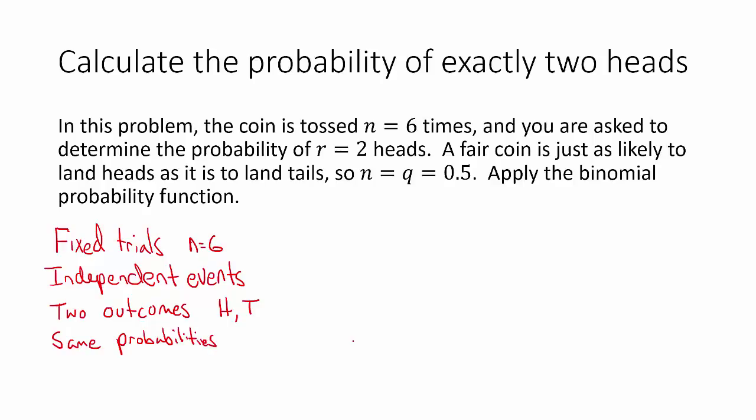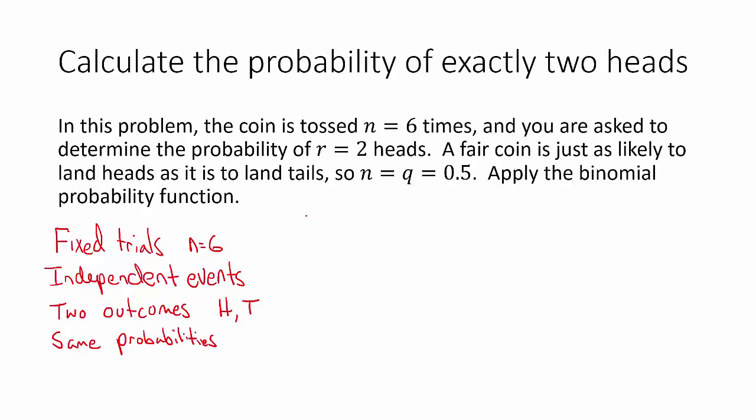So in this case, we know that the likelihood of getting heads isn't going to change. The likelihood of getting tails isn't going to change. We don't introduce a coin with a different number of sides after the first couple of trials. So as far as I can tell, this fits the binomial distribution.